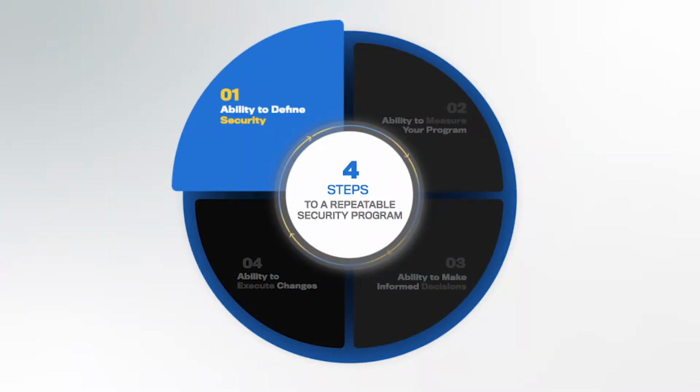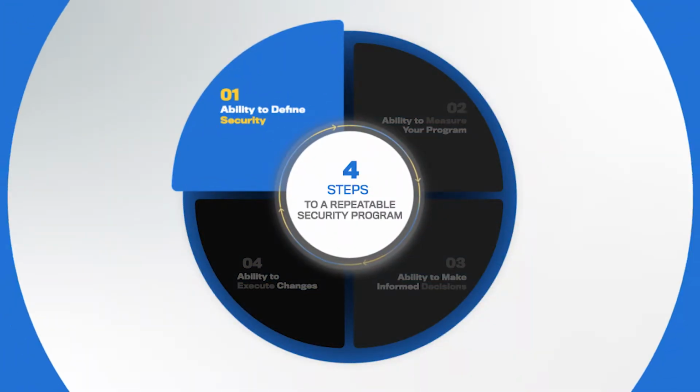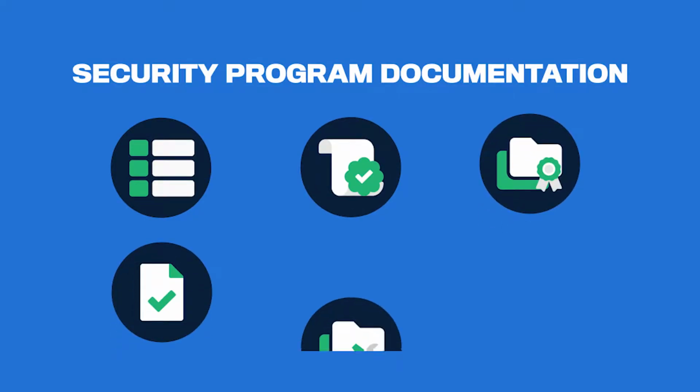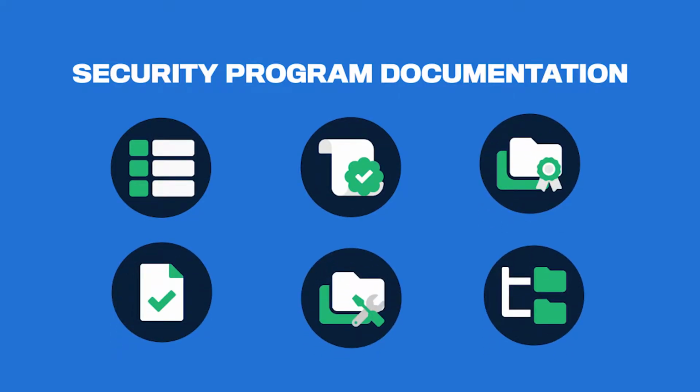The first capability is the ability to define security. This definition usually involves the security program's documentation. This includes things like the program's scope, policies, charter, standards, processes, and the framework.